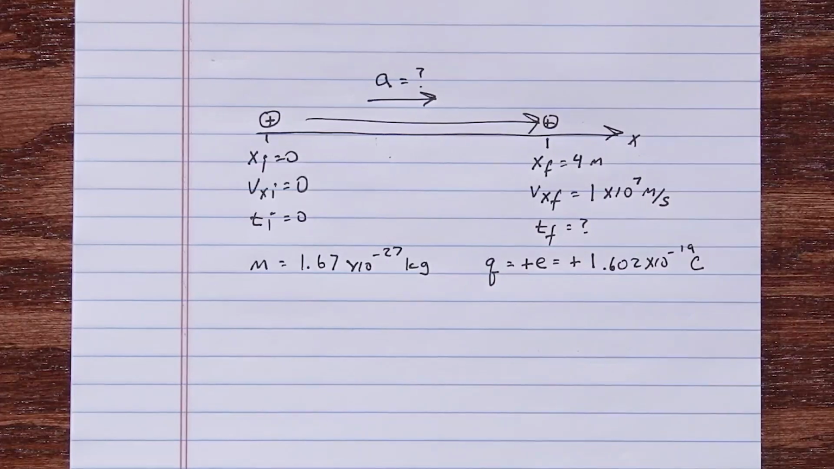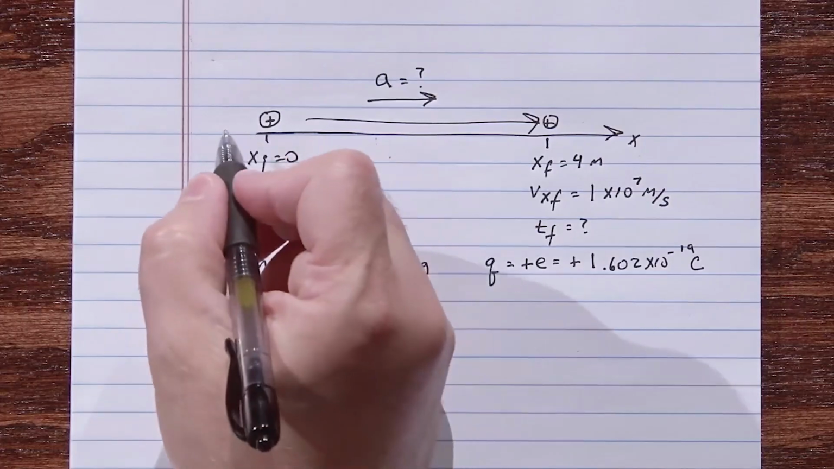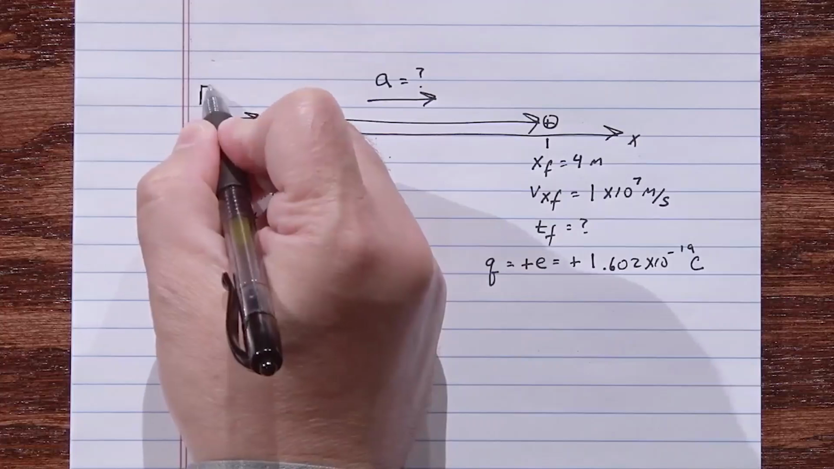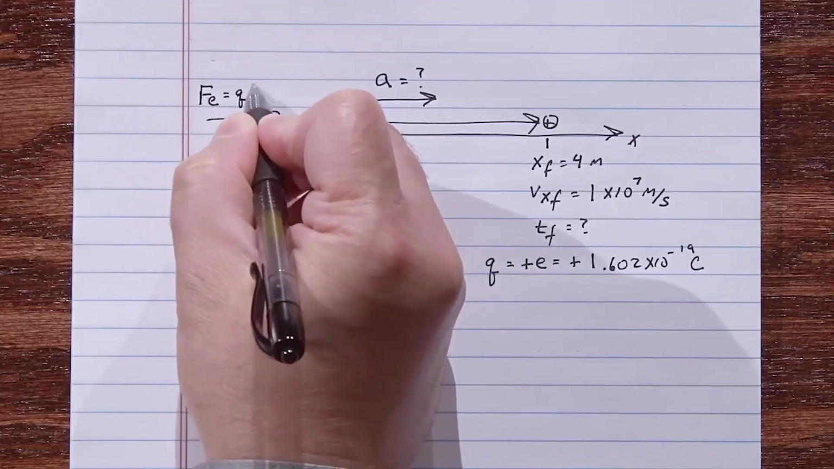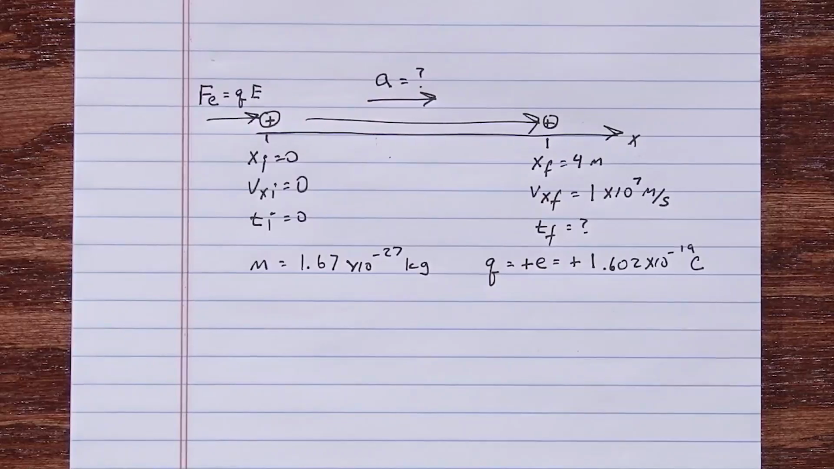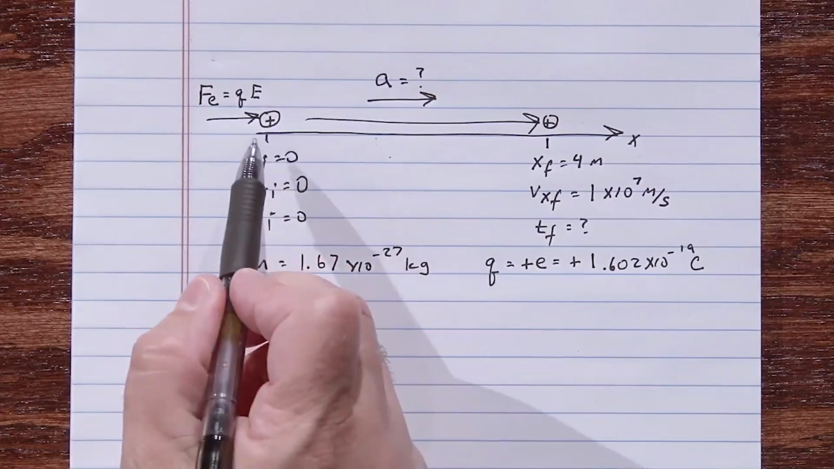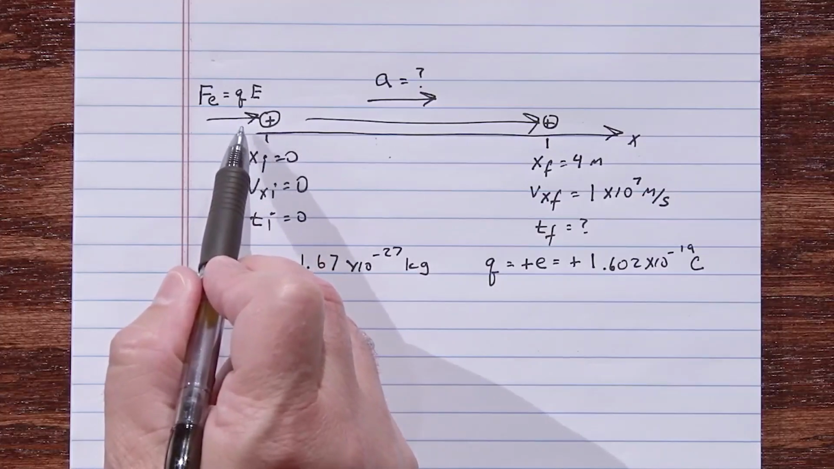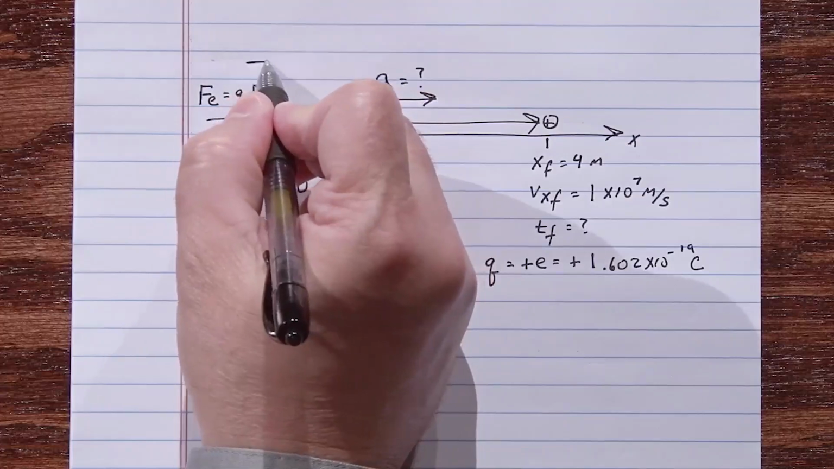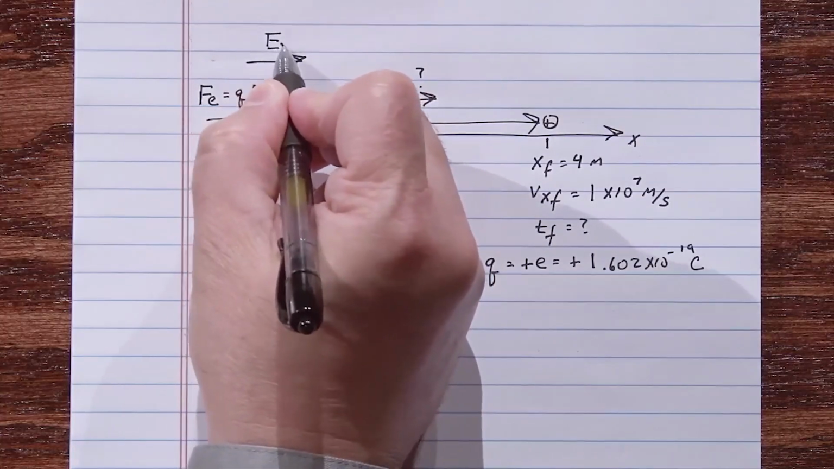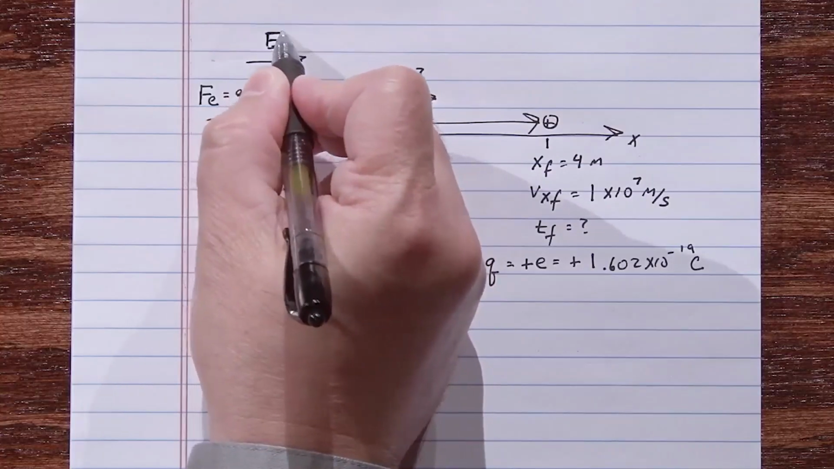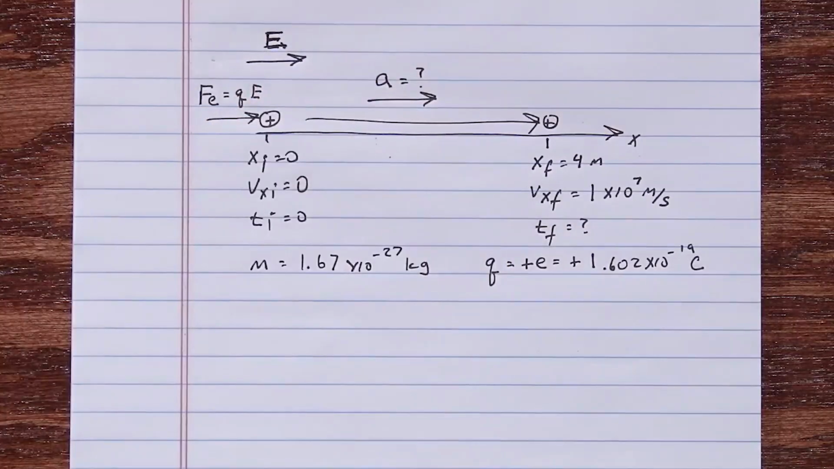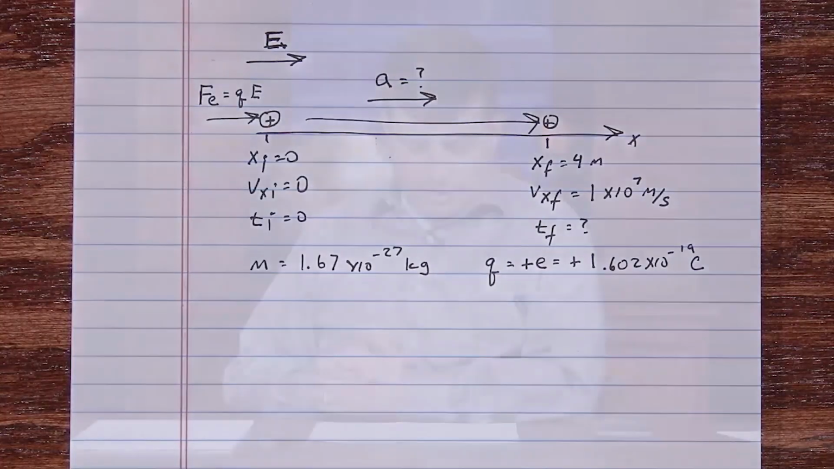And we are told that the proton is being accelerated by an electric field, so there must be an electric force, Fe, which is equal to QE; the magnitude, Fe, is equal to Q times the magnitude of E. It's in the positive x direction. And since this is a positive charge, it will feel a force in the same direction as the electric field. So the electric field is in the positive x direction. Okay, that is everything that we're told.